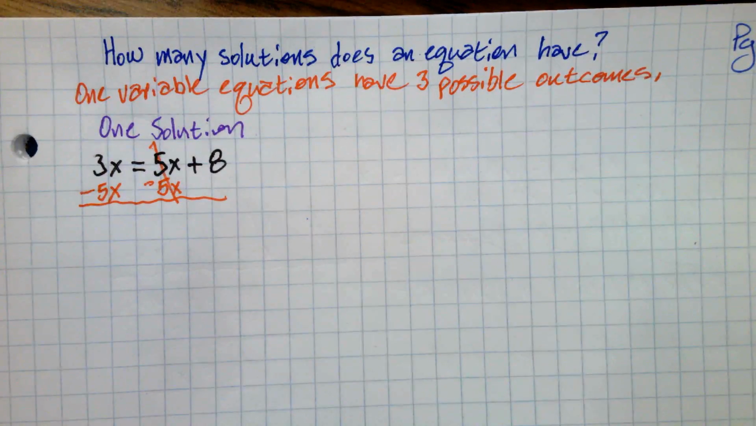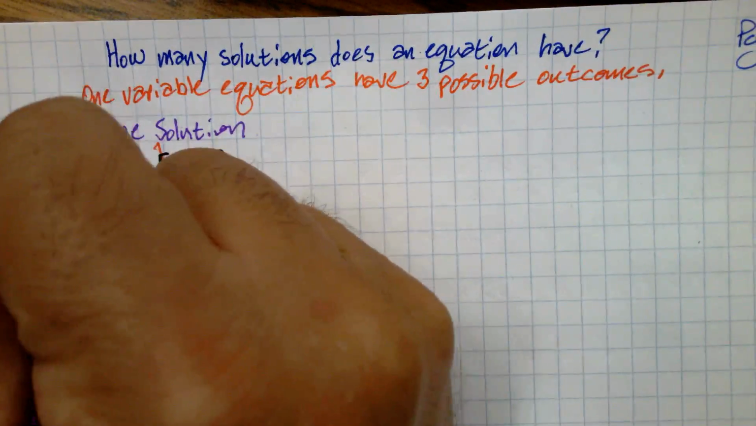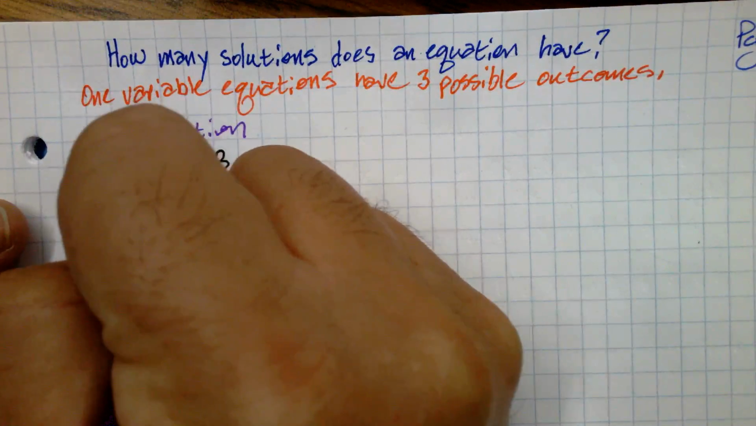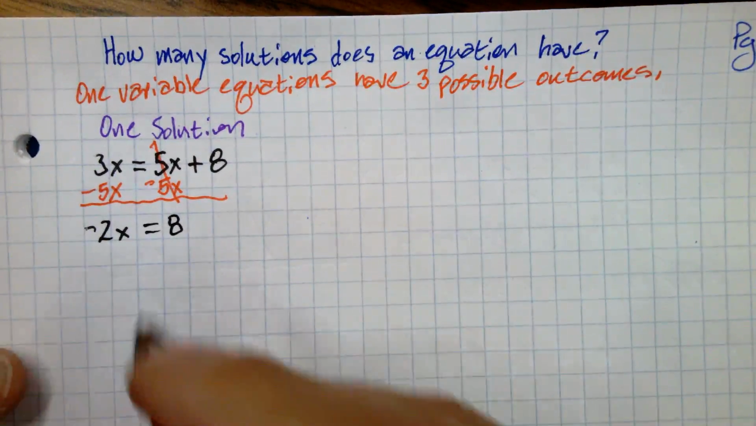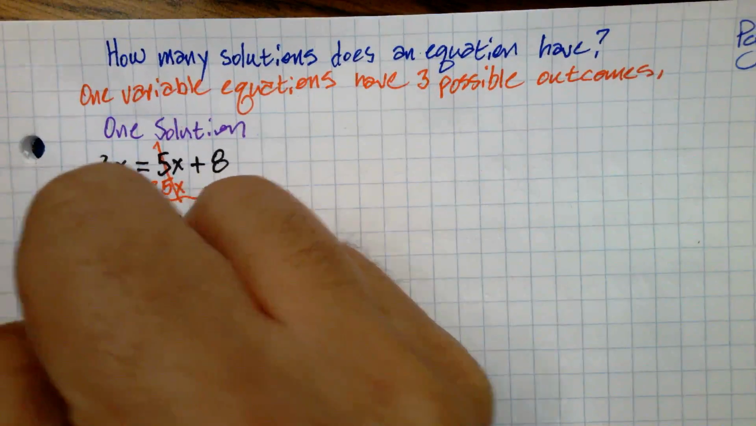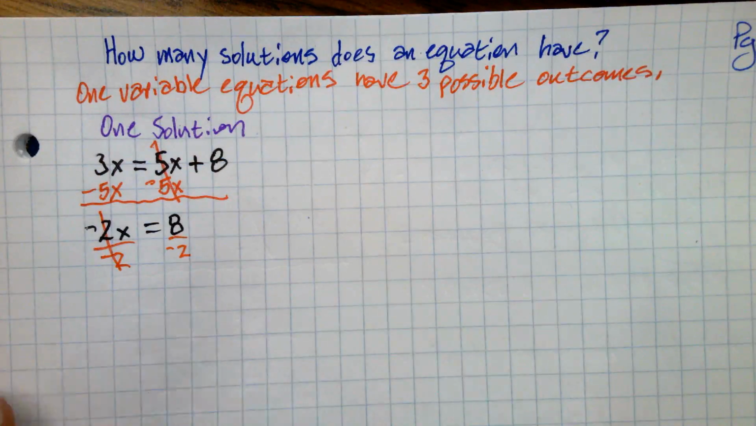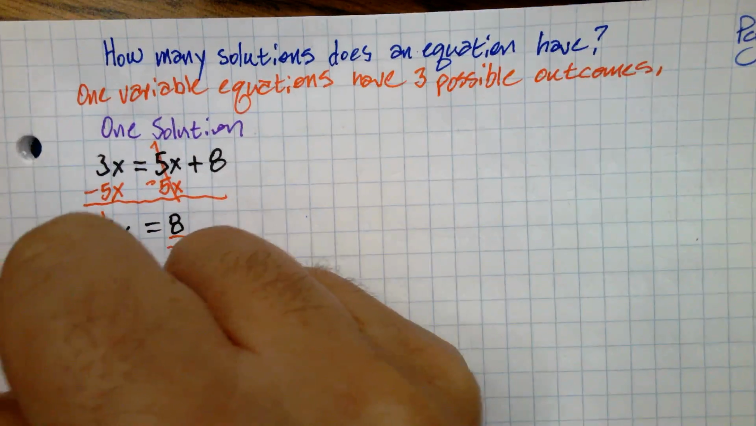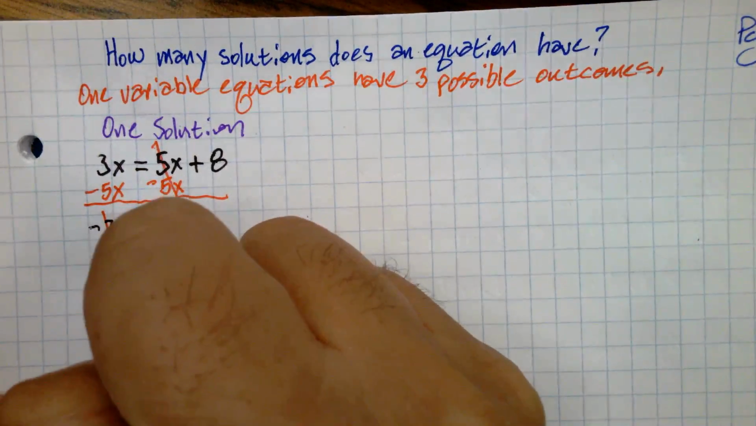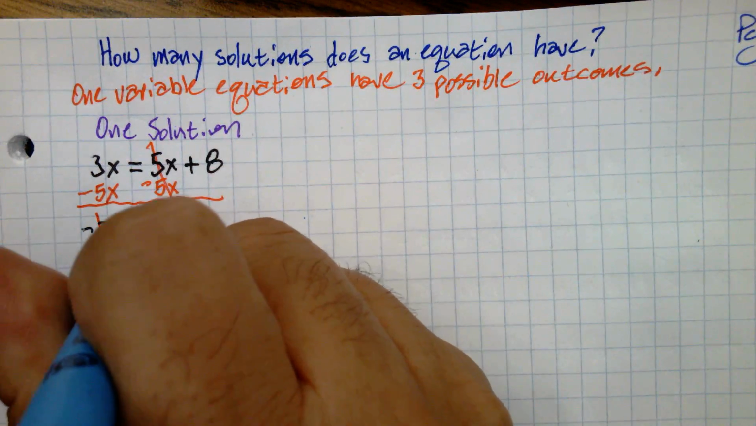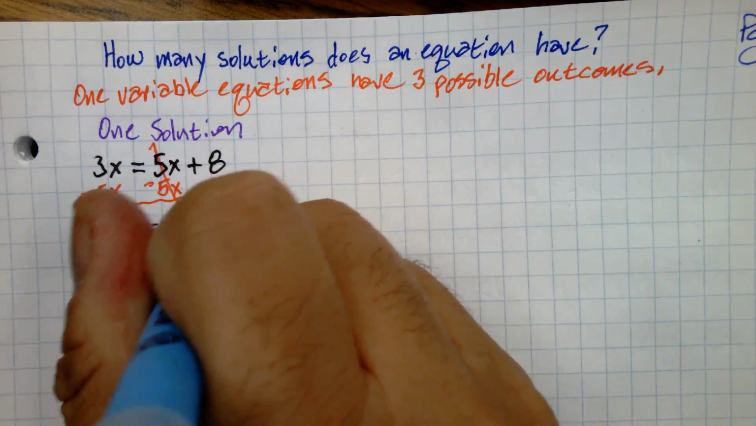And nothing special happens here. Basically, I get negative 2x equals positive 8. And I divide by negative 2. You get negative 4. And, well, let me write down that answer. X equals negative 4. This is my answer, my solution. And this is only one solution, one answer.